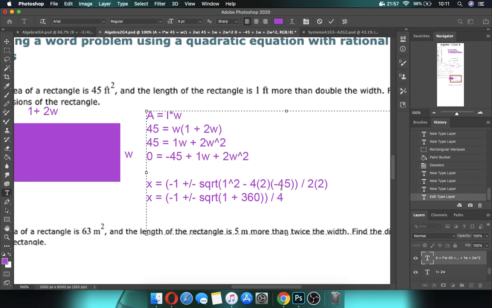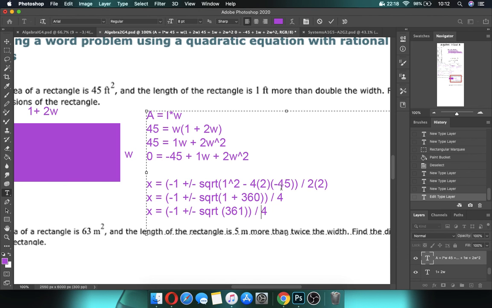So a little bit of work. It's starting to look a little bit nicer to us. Okay, we can work with this so far, nothing hard. And then it's going to be negative 1 plus or minus the square root of 1 and 360 is 361. All of that over 4.